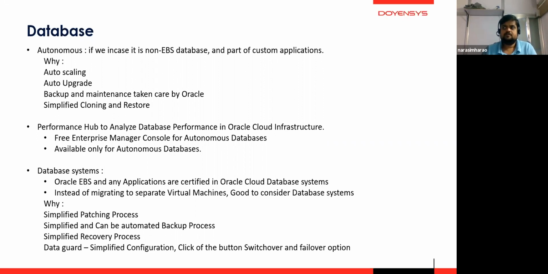But for your non-EBS applications, for instance any interface applications or any third-party, non-Oracle packaged applications where you just need a database, always try to use autonomous database. The reason is auto scaling is available, auto upgrade, backup and maintenance are made simple, and the cloning and restore process is also simple with autonomous. And Oracle also provides the performance hub to analyze your database through the service console itself.